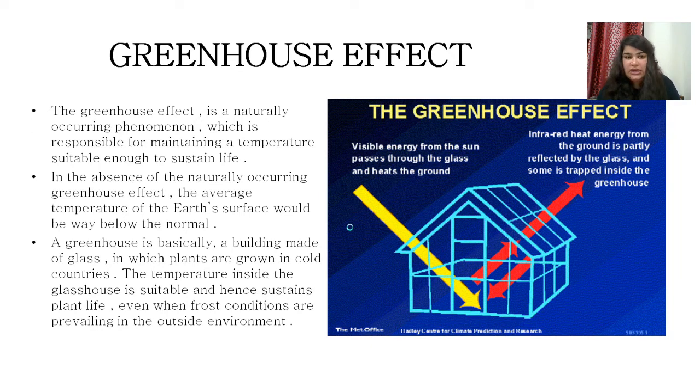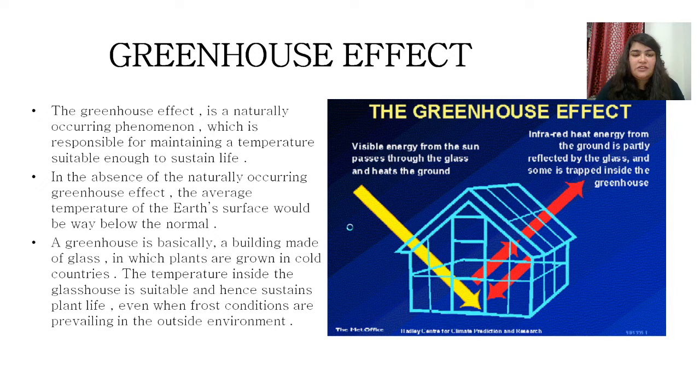So what is the greenhouse? The greenhouse is basically a place or a glass casing inside which people grow various kinds of plants, right? So the greenhouse effect is a naturally occurring phenomenon which is responsible for maintaining a temperature suitable enough to sustain life, right? In the absence of the naturally occurring greenhouse effect on earth, it would have been very difficult to support life on earth, right?